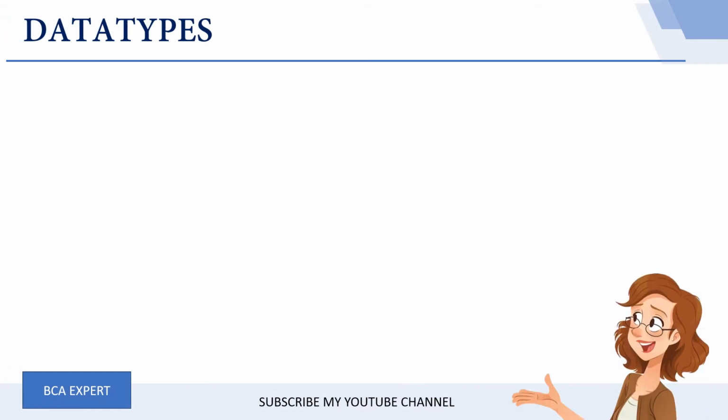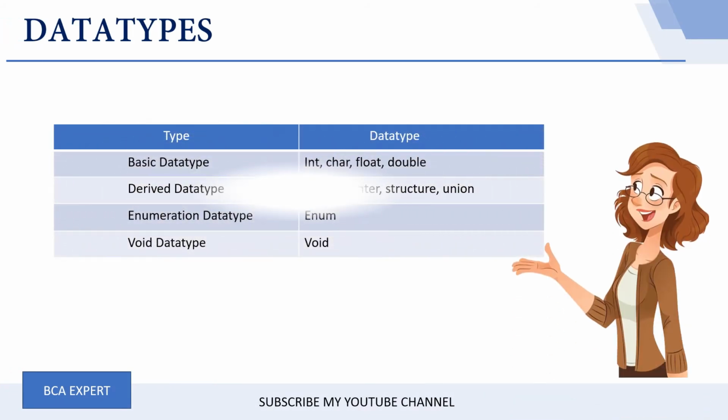Firstly, the basic data types. The basic data types described in C language are int, char, float and double, and followed by that, the derived data types are the arrays, pointer, structure and union. The enumeration data type is none other than the data type which is declared using the keyword enum in front of it. And lastly, we have the data type void.